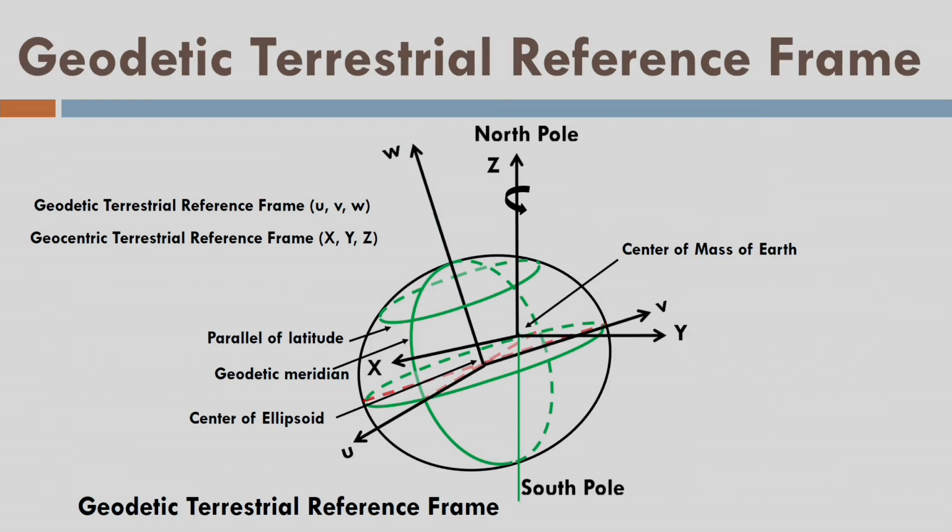So let us come to the geodetic terrestrial reference frame UVW, which is shown here, and there the center of mass of the Earth, which is the geocenter of the Earth, and at the geocenter we have a geocentric reference frame shown by the x, y and z axes.